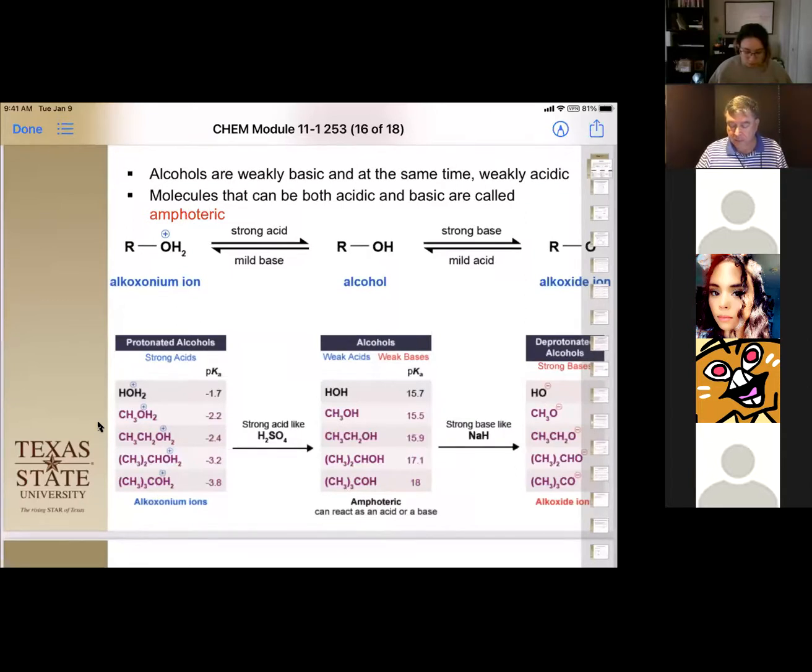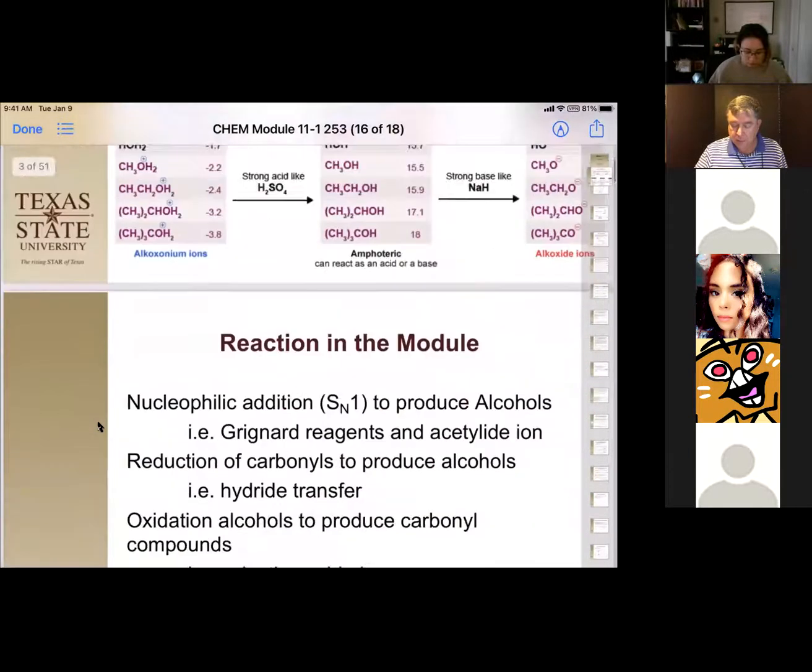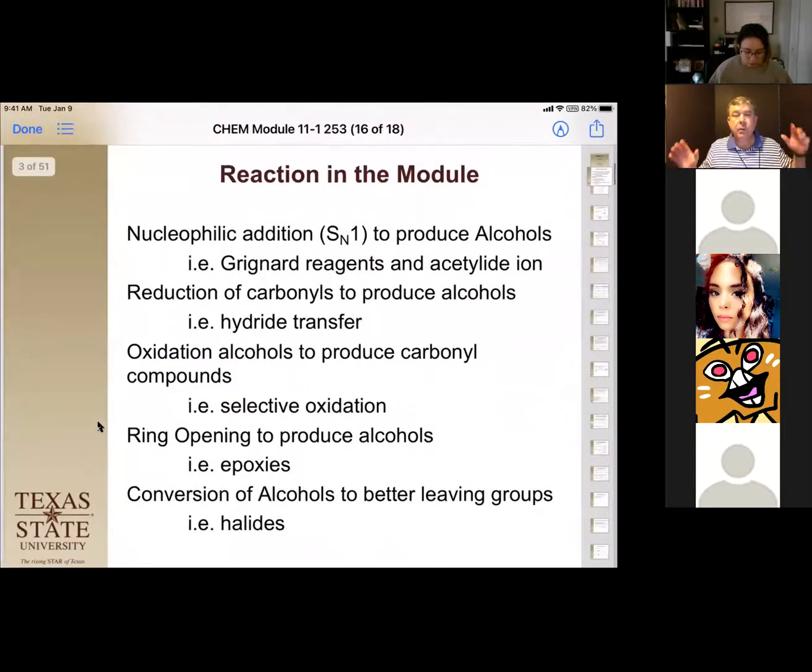Okay. So this is what we're going to learn in this module here. We're going to learn about a nucleophilic addition reaction to produce alcohols. And we're going to talk about the Grignard reagents and that acetylide ion we talked about two chapters ago.